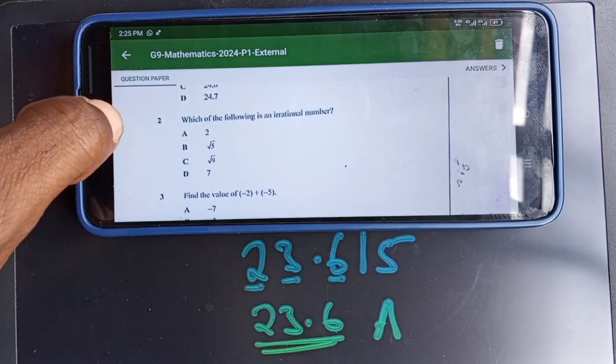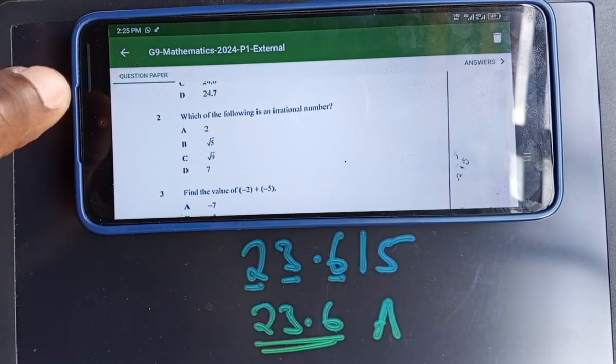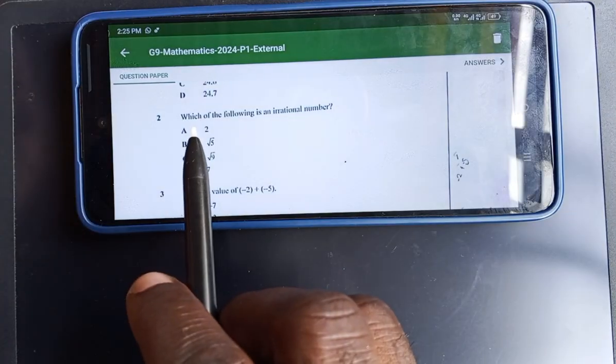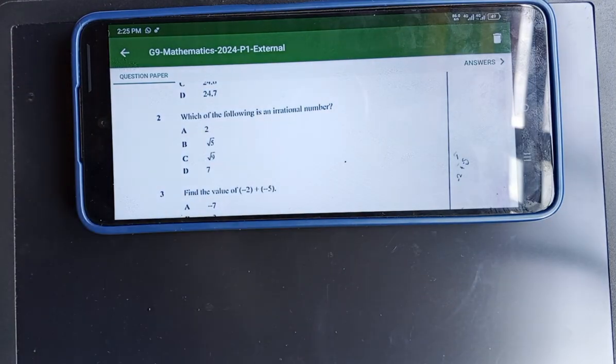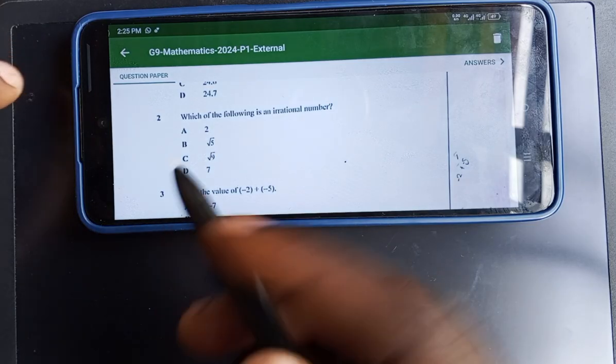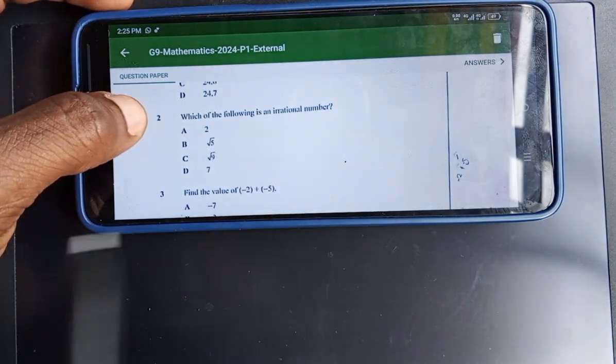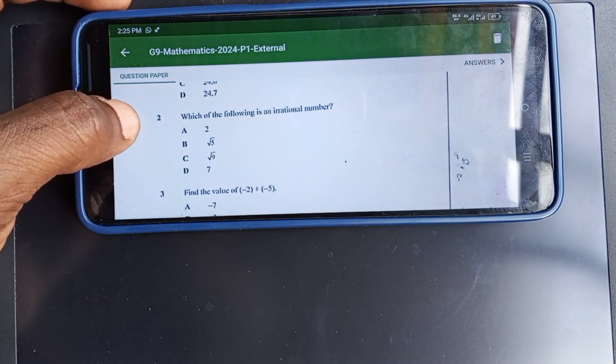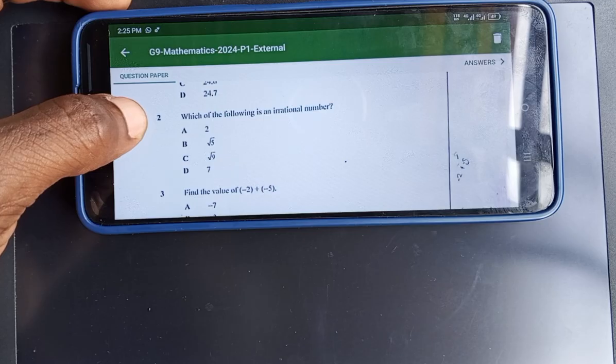Question 2 is saying, which of the following is an irrational number? So an irrational number is a number that cannot be expressed as a fraction. As we can see, this A, 2 is rational because 2 can be expressed as a fraction. It can be written as 2 over 1.